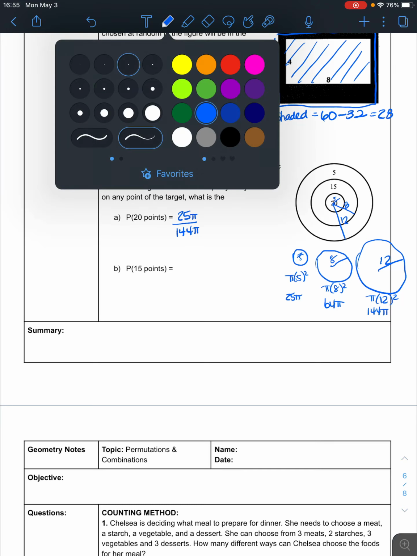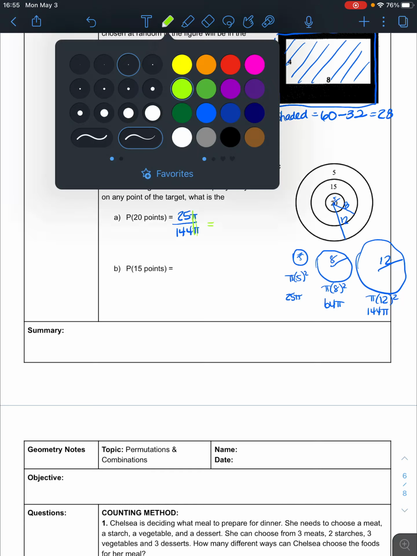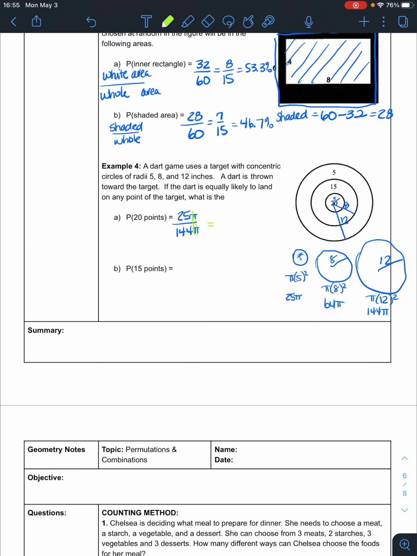Well, this is why I left those pi's, because look what happens. Those cancel out. So 25 over 144 is, if you put that in percentage, 17.4%.